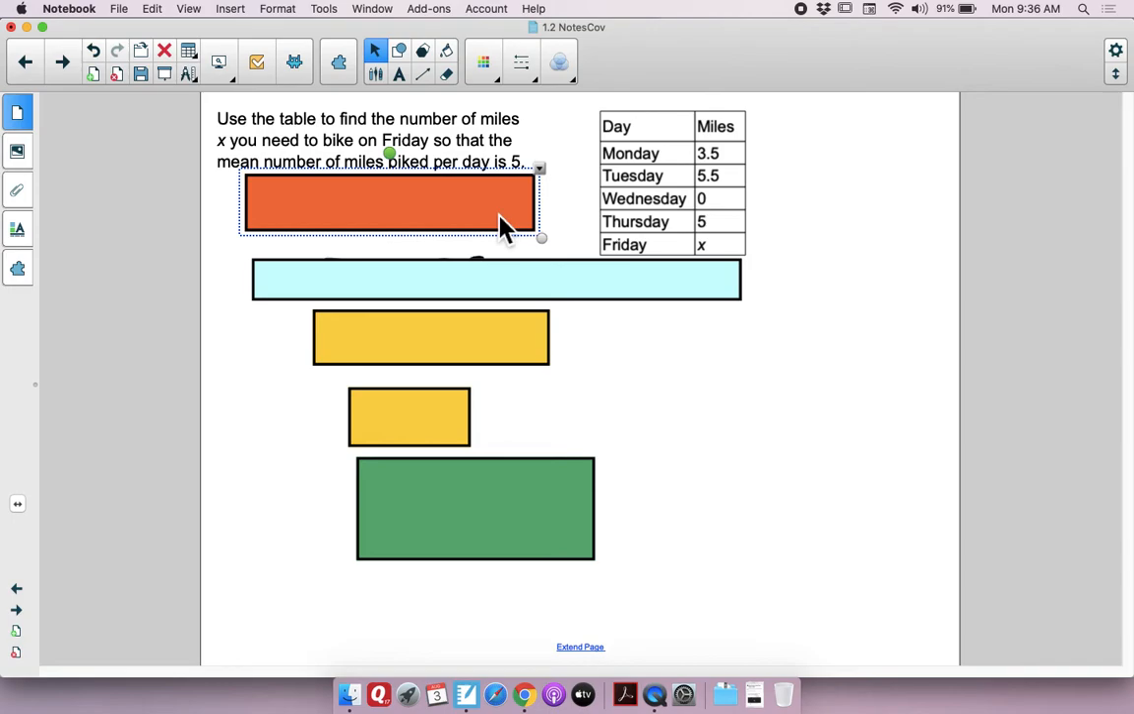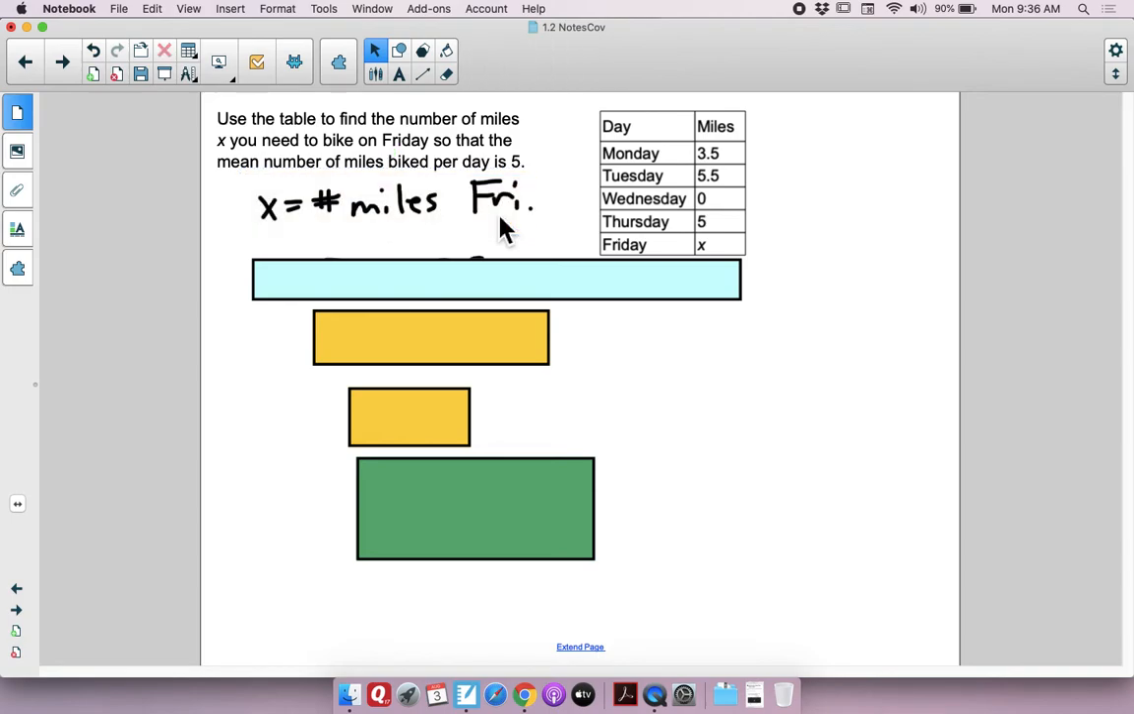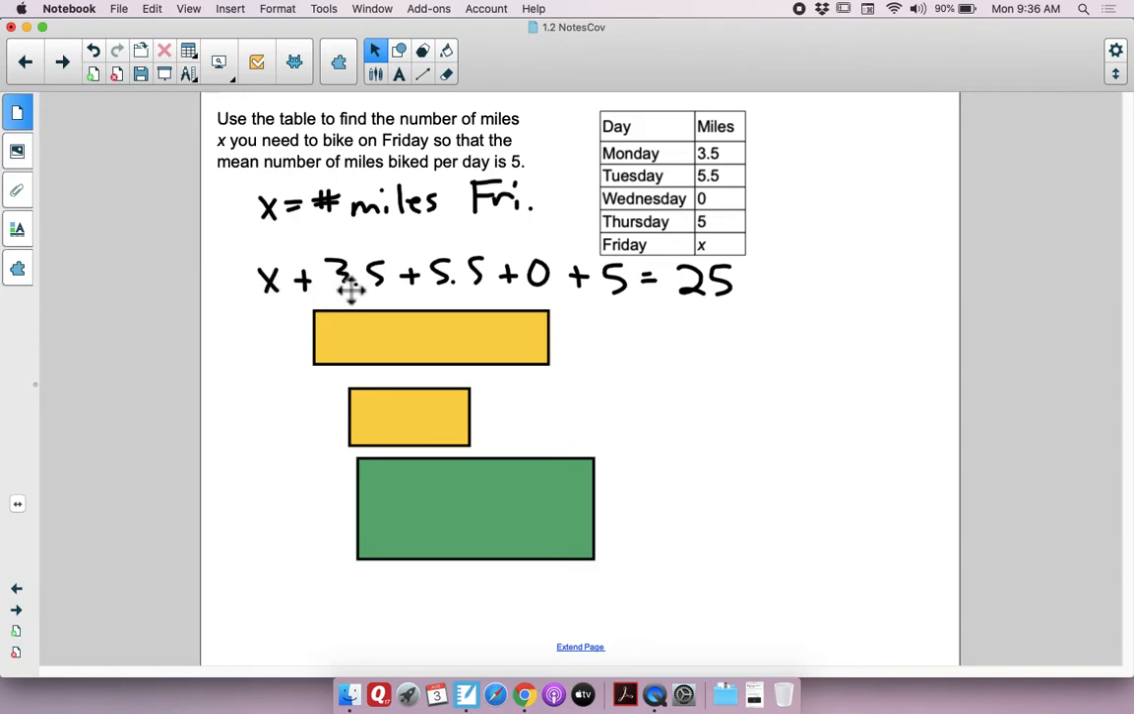Okay, well I know 3.5 plus 5.5 plus 5, that's going to get me 14, right? So X is the number of miles on Friday, right? I'm going to assign and define a variable. And then my equation is basically to add all of them up, and it has to equal 25. Hopefully you saw why that would be.